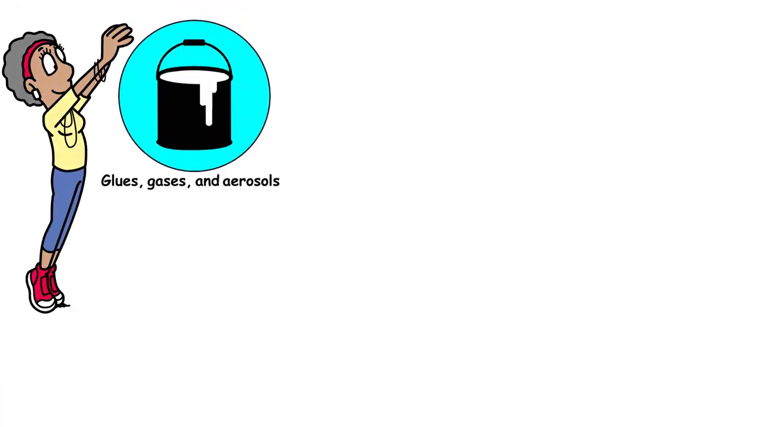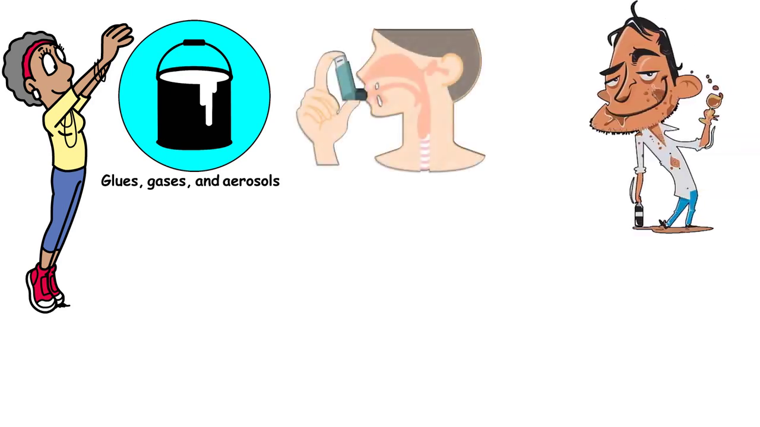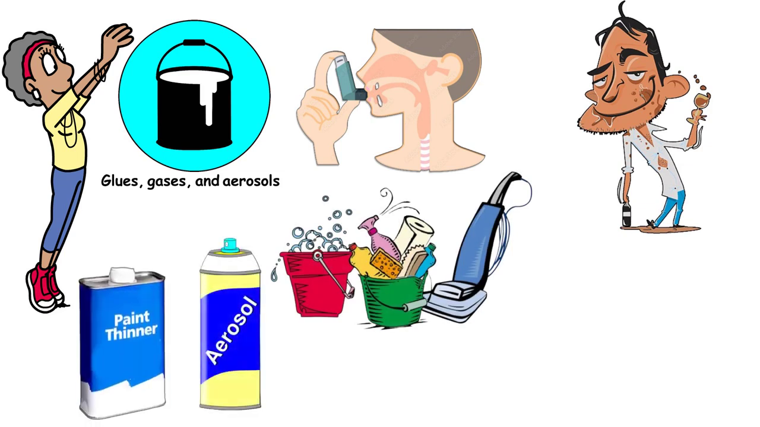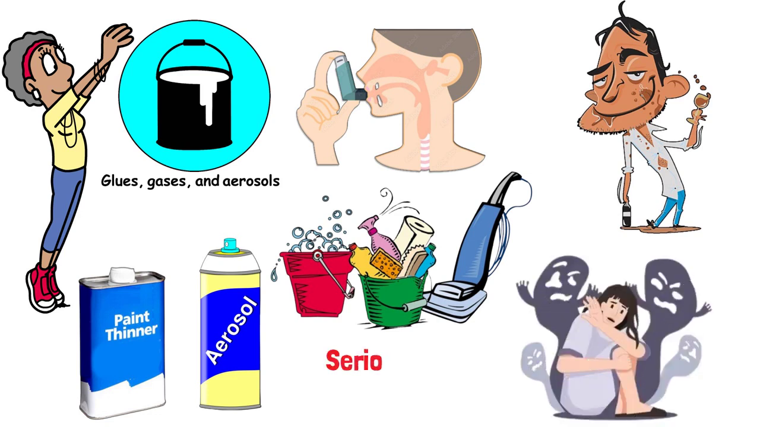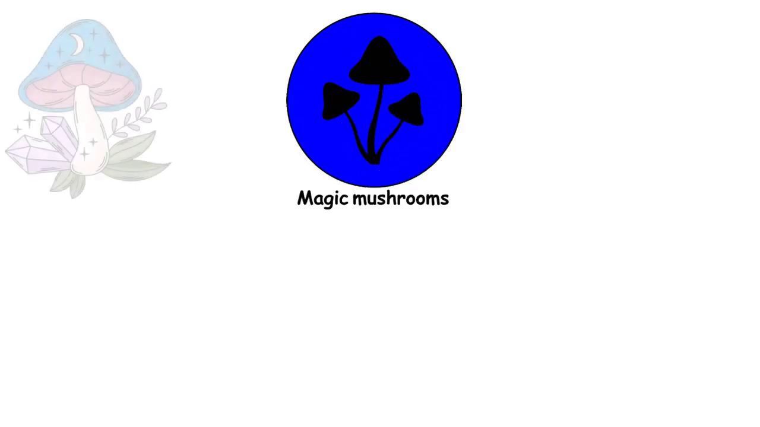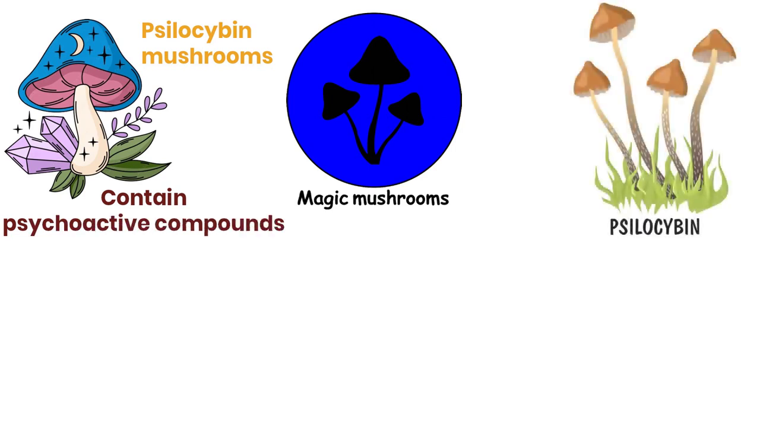Glues, gases, and aerosols. Glues, gases, and aerosols are inhalants commonly abused for their intoxicating effects. Found in household products like paint thinner and aerosol sprays, these substances can cause euphoria, hallucinations, and serious health problems when inhaled.